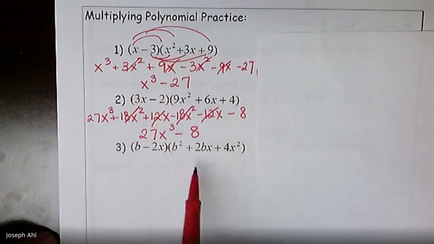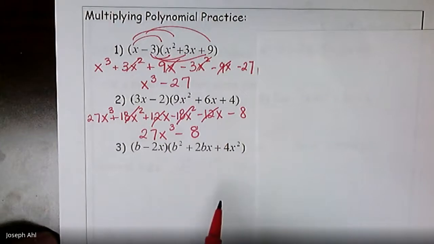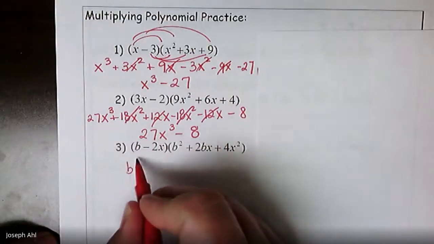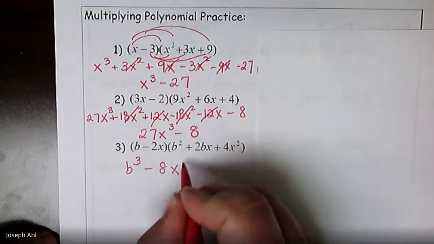Okay, last case, number 3 here. Why don't you try that on your own? Hit pause quick, see if you can get the correct product when you multiply those together. When you hit play, you'll see the correct answer. So I'm not going to show the multiplication steps here, but this should come out to be b to the 3rd, or b cubed minus 8x cubed.